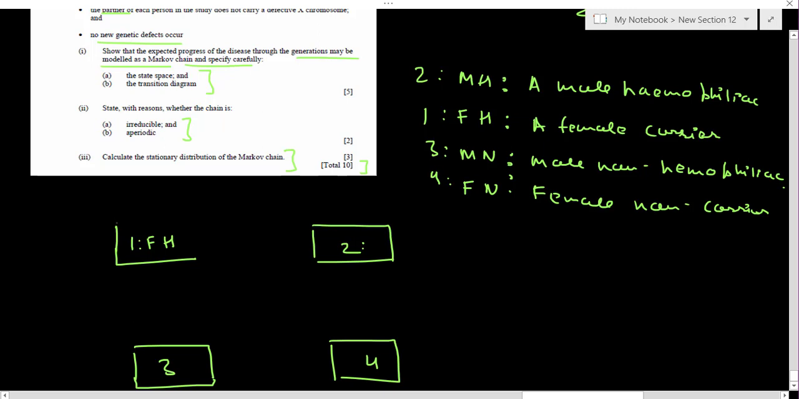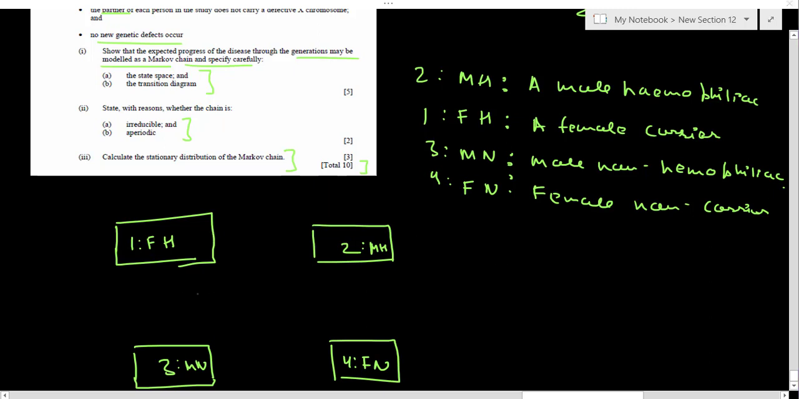Although she does not demonstrate the symptoms, she just carries the disease. This would be MH, this would be MN, and the last one would be FN. Okay, so let's try to see how it works.